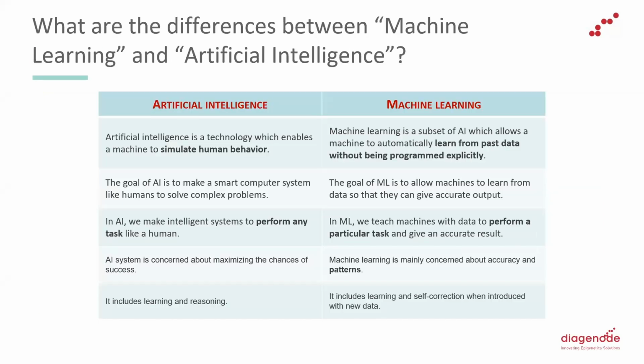Of note is to see the differences between machine learning and artificial intelligence. I would like to point out just two main differences here. Artificial intelligence is really trying to mimic human behavior and perform any task like a human being would do, so it's really trying to do some reasoning. Machine learning, on the other hand, is built to perform a particular, specific task, and will try to be as accurate as possible in doing this task by learning from past experiences and building patterns.